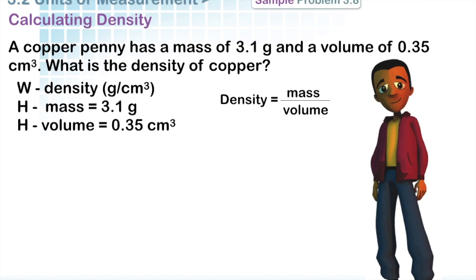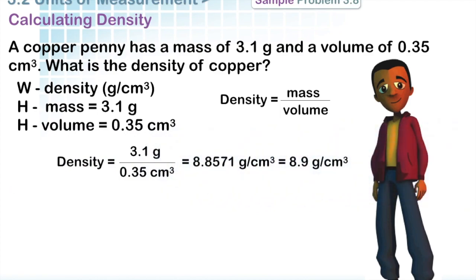So the first thing I'm going to do is take density equals mass over volume, plug in 3.1 grams for mass, 0.35 cubic centimeters for volume, do my calculation. I get 8.8571 grams per cubic centimeter. But I look back, 3.1 has 2 sig figs, 0.35 has 2 sig figs, so I want to round that to 2. So I go 8.8, the next digit's a 5, so that 8 becomes a 9.